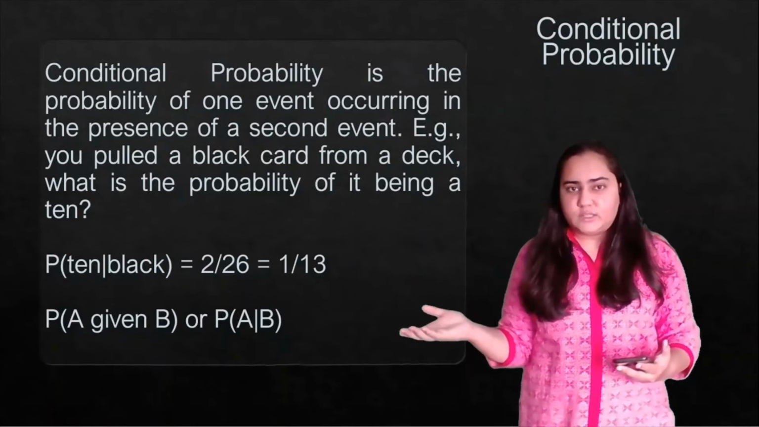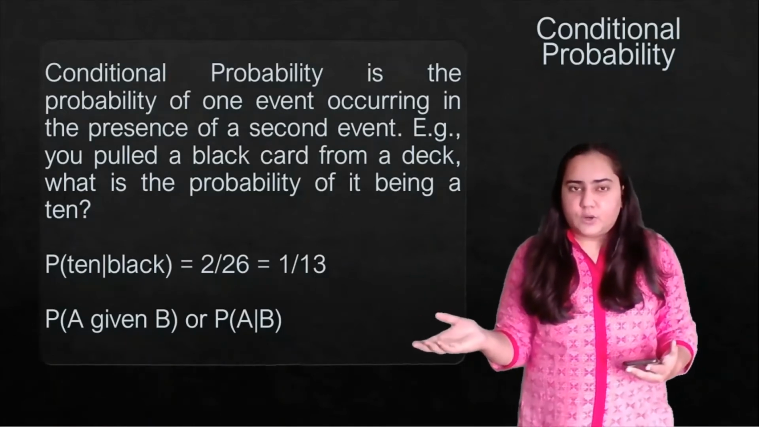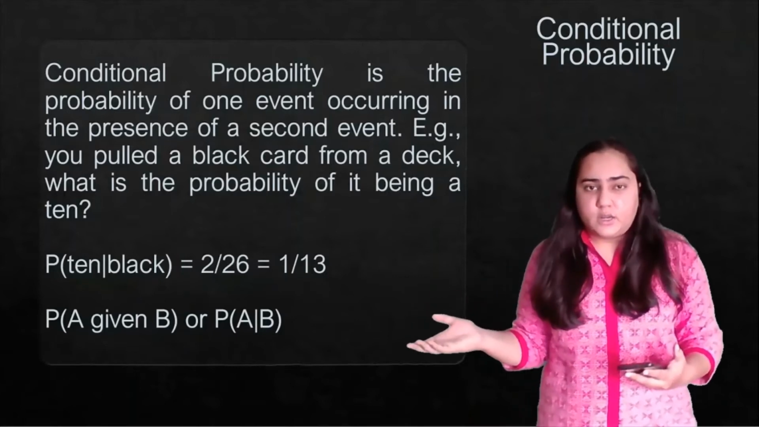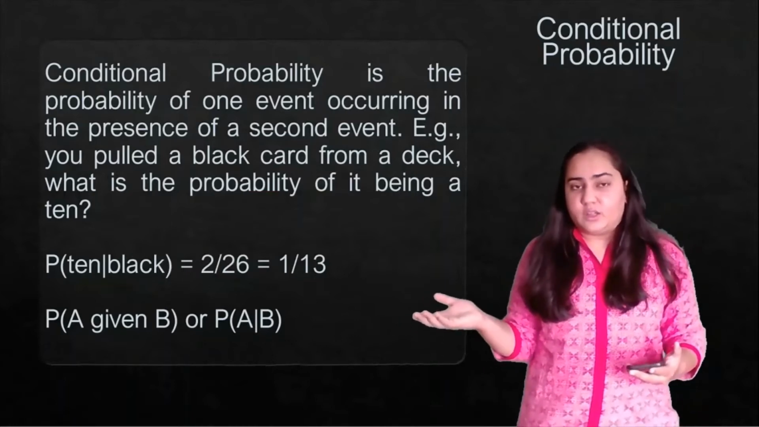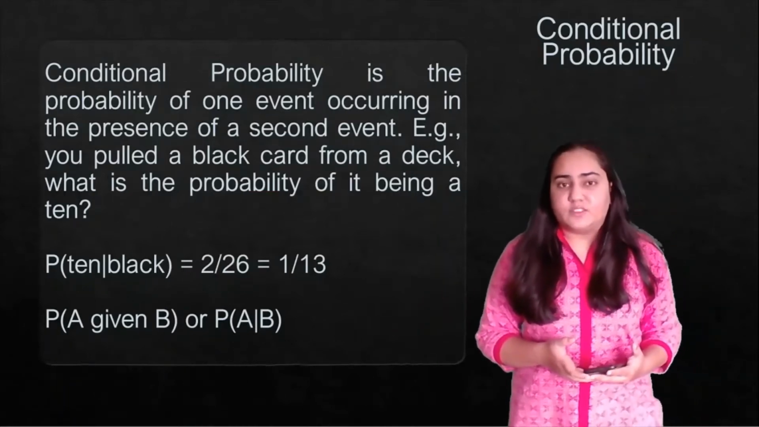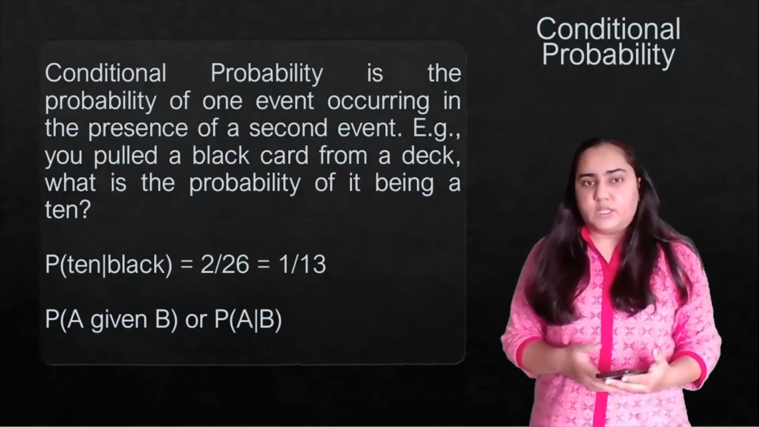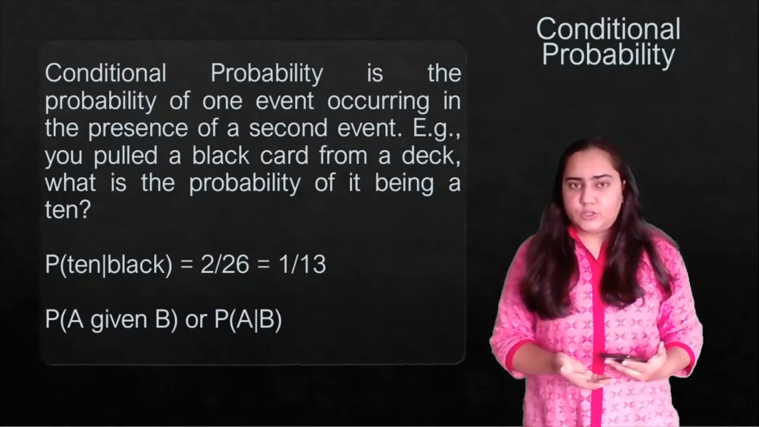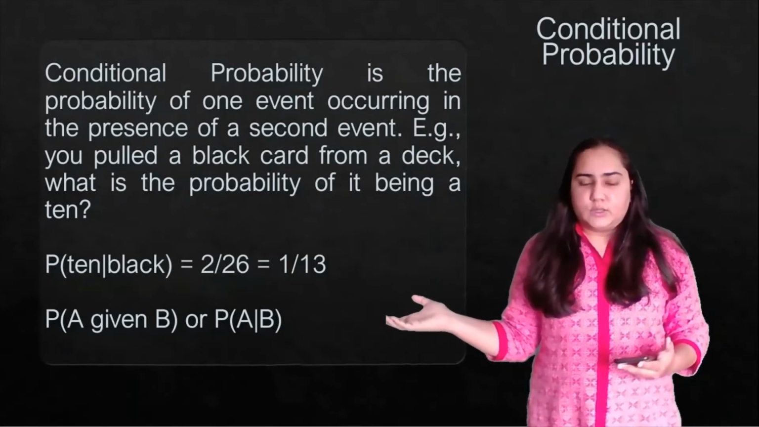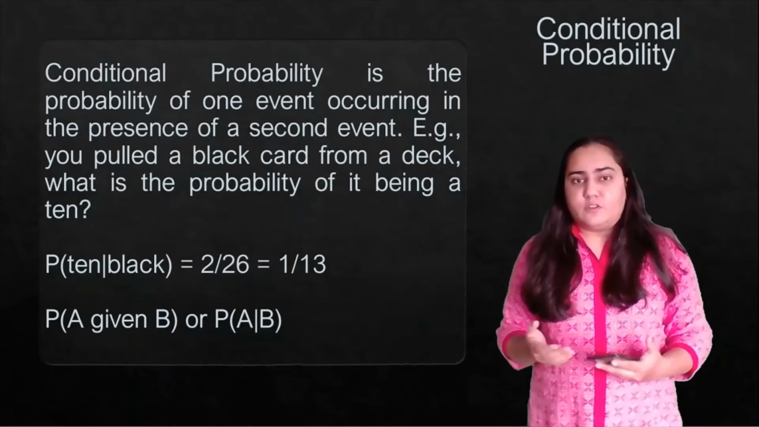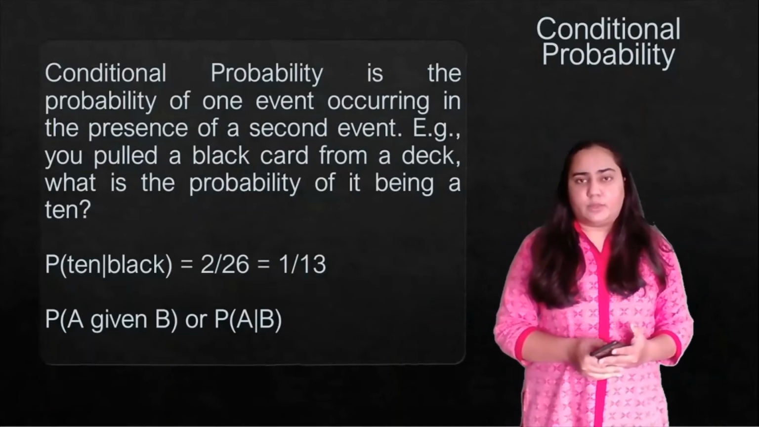So out of 26, you can get two black cards that are 10s. One can be a 10 of clubs, and one can be a 10 of spades. So that way you have a probability of 1 by 13. This is conditional probability, which is denoted like this. It is known as P of A given B, which is denoted in this manner using a pipe between A and B.